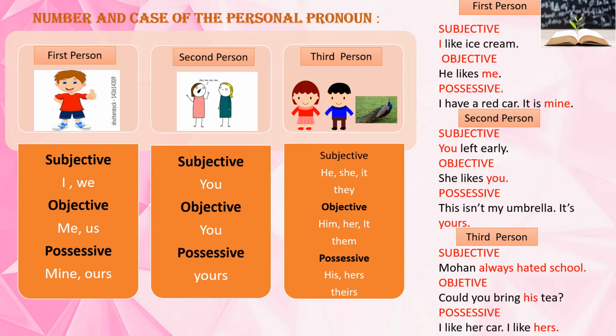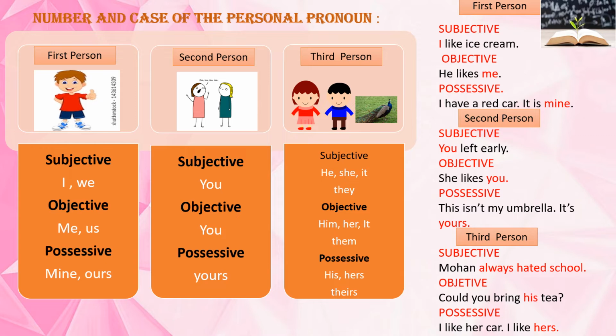Possessive. What is the meaning of possessive, children? A possessive pronoun shows who is the owner of an object and replaces the object. So who is the owner? I have a red car. It is mine. So again, here we are not repeating the words red car. Here it is only said, it is mine.